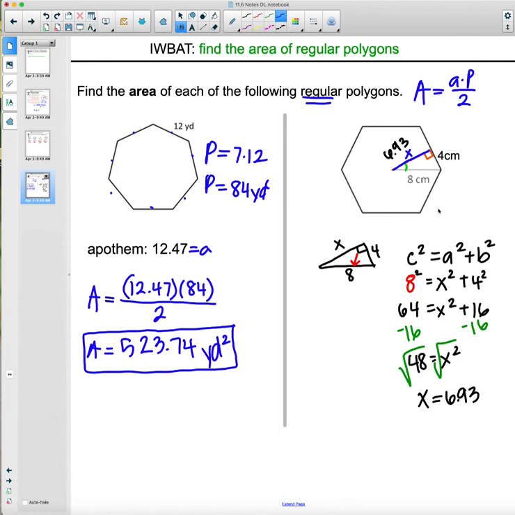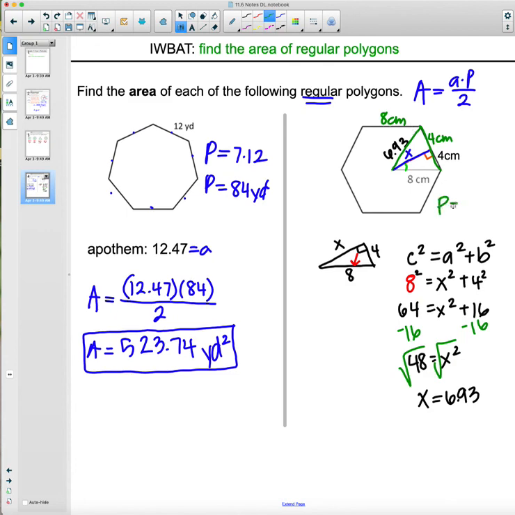Now we just need the perimeter. Your perimeter is the distance all the way around. So we need the length of this whole side here. This piece is 4. This one, remember what I said? If you connected here, these two triangles are identical. So this little piece right here is also 4 centimeters, meaning that the total of each side is 8 centimeters.